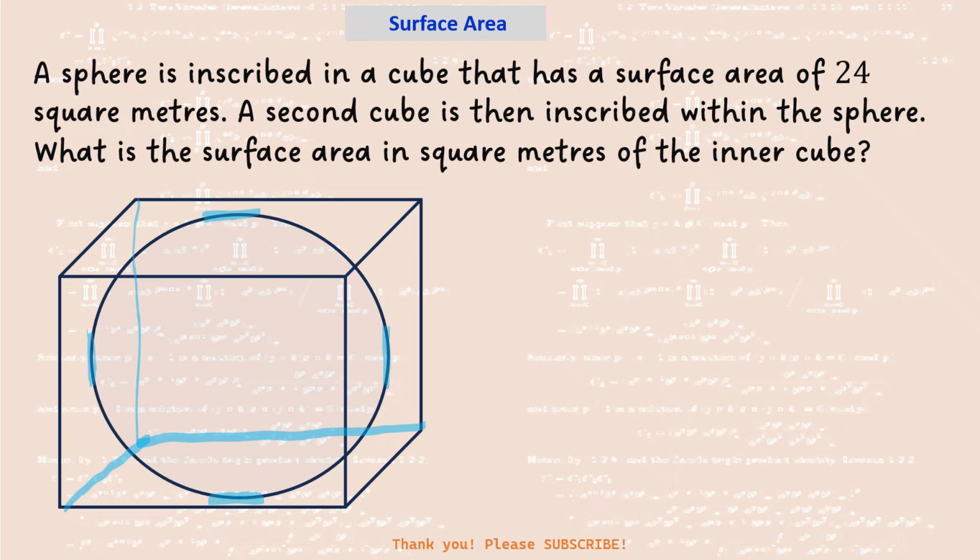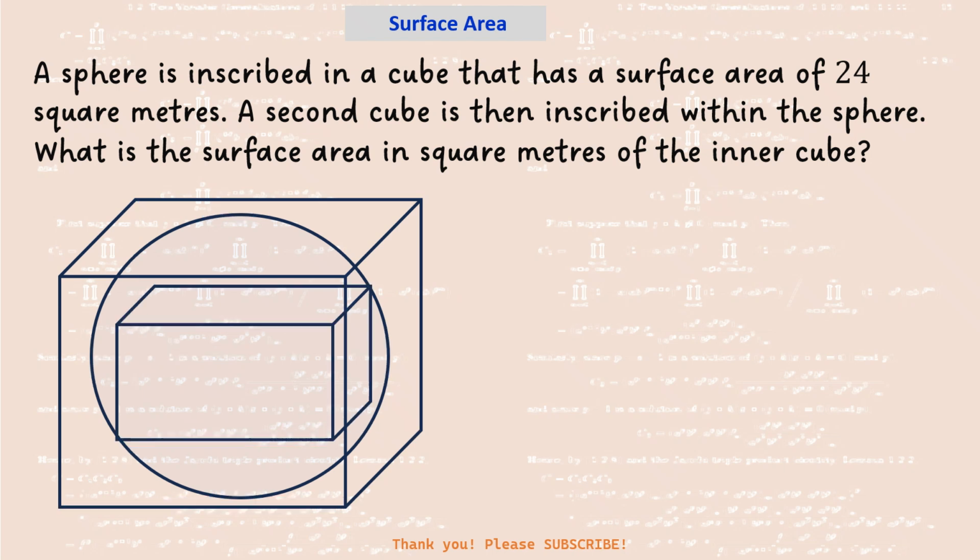And since it is touching the walls of the cube, if I were to draw the diameter of the sphere, it would be equal to the length of the side of the outer cube. So then I drop in this inner cube, and if I were to draw the diagonal, you see they would touch from end to end, they would touch the sides of the sphere, and this diagonal would be equal to the diameter of the sphere.